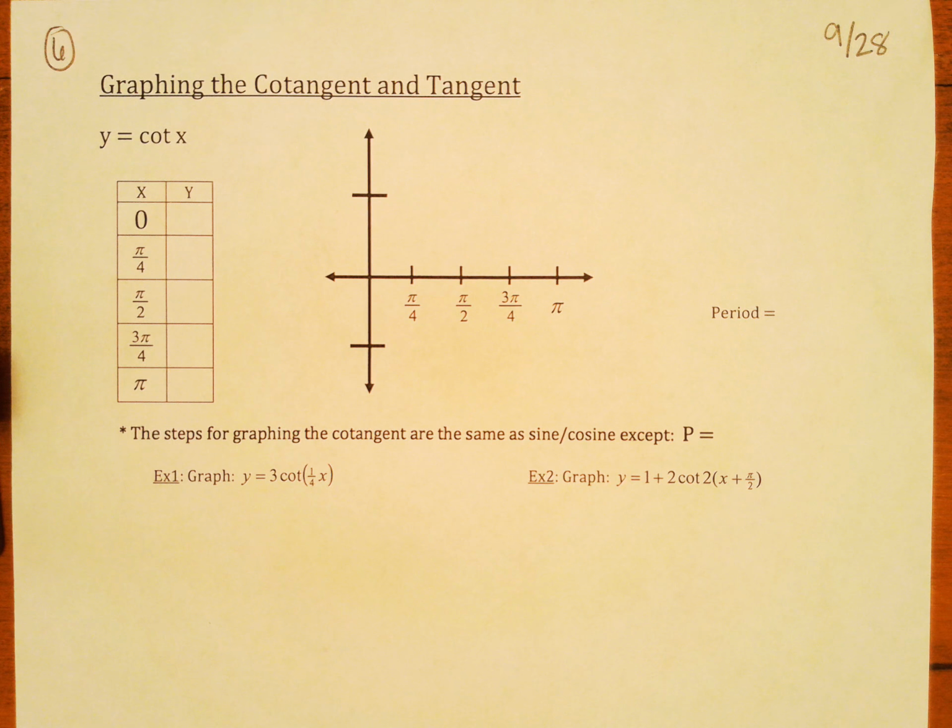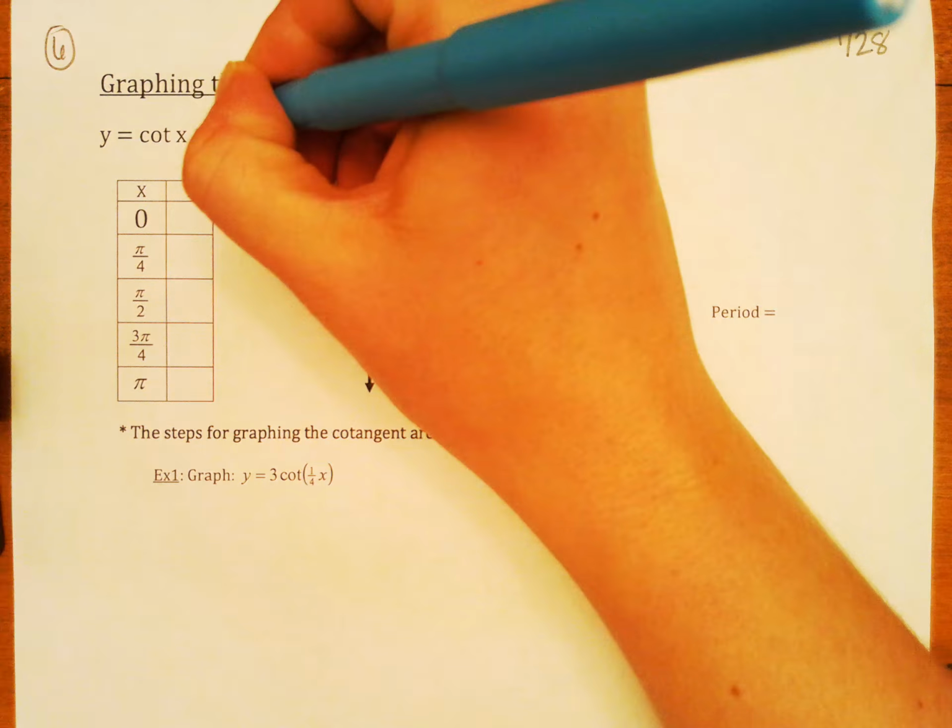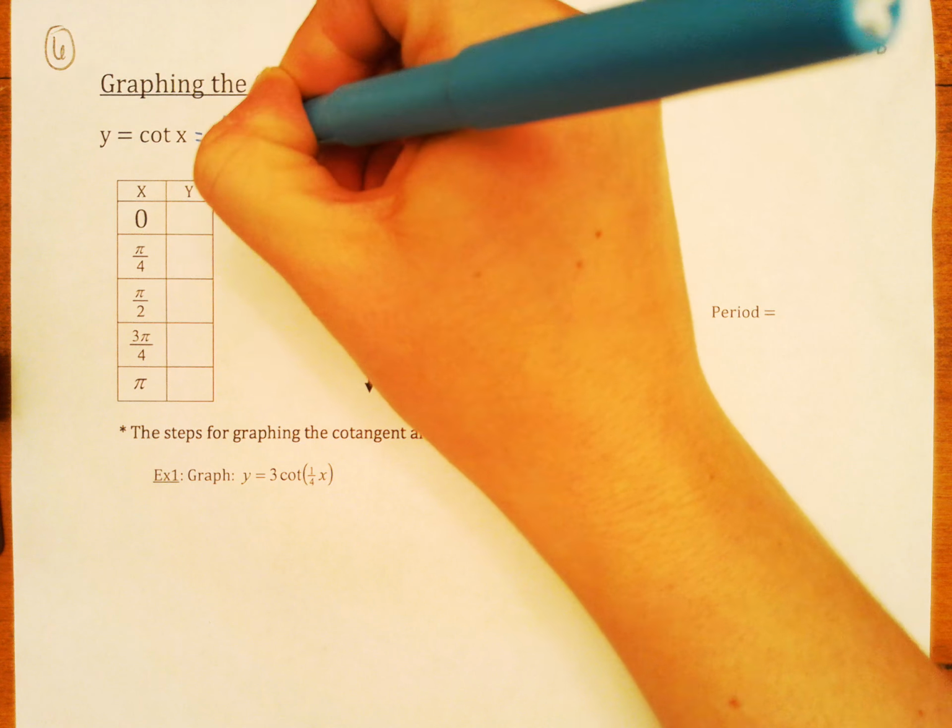To start out, we're going to do what we did when we started doing cosine and sine, which was actually making a table and looking at the values. So I want you to think about cotangent in terms of sine and cosine. So we know tangent is sine over cosine. So cotangent is cosine over sine.